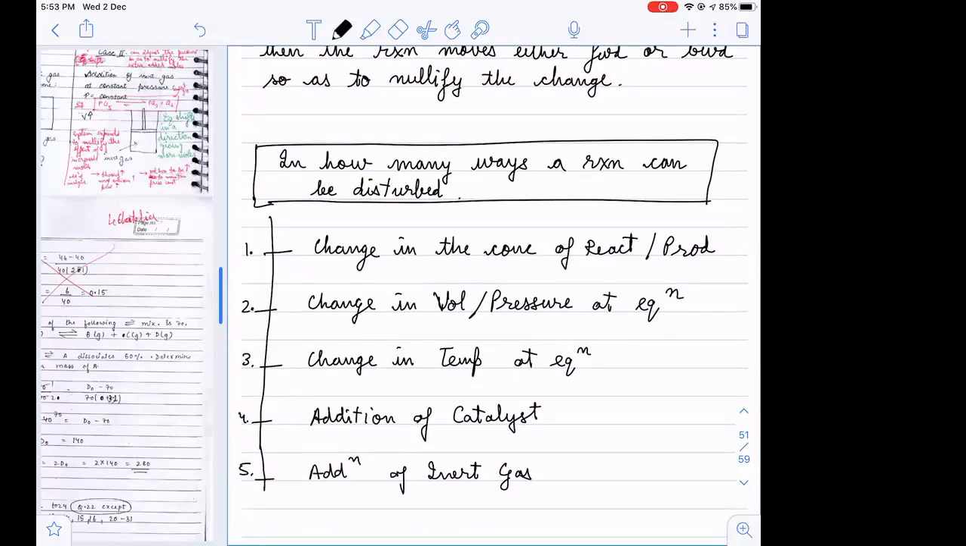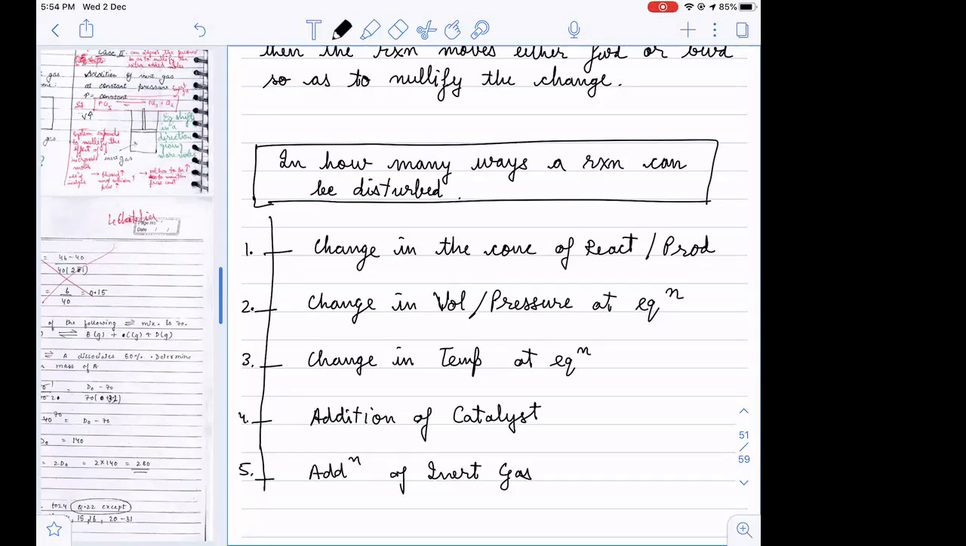The first is change in the concentration of reactant or product. So, if I change the reactant concentration or product concentration, the equilibrium point will change. Now, my question to you is, will the value of Kc change if I change the concentration of reactant or product? Anyone?